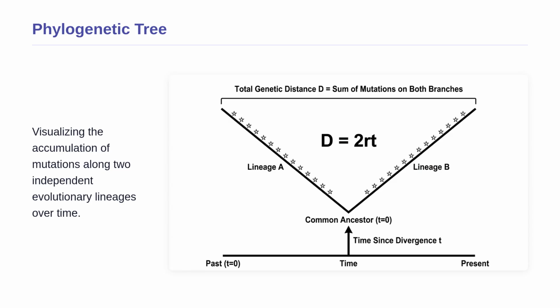These represent the neutral mutations accumulating independently in each species over time. The vertical axis shows the time since divergence, while the wide bracket at the top represents the total genetic distance, D. Because mutations happen on both sides of the V, we must account for both branches, which is exactly why our formula is D equals 2RT.